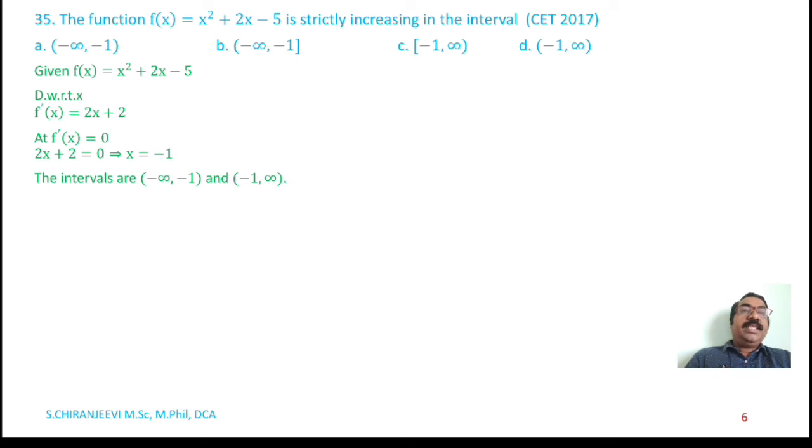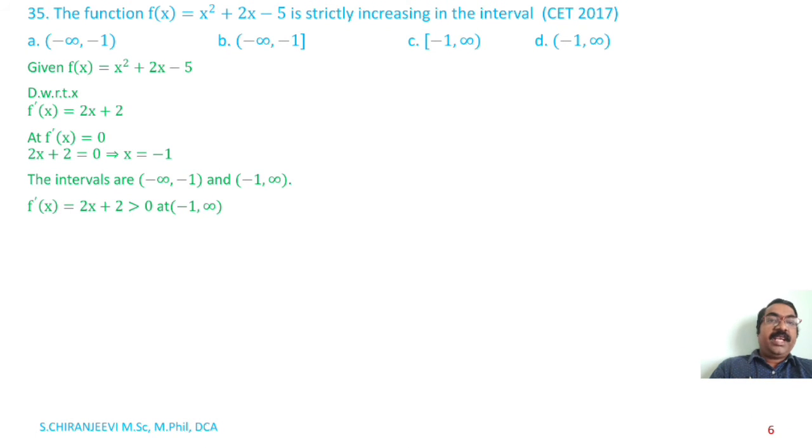And we know that for increasing, f dash of x needs to be greater than 0. For decreasing, f dash of x needs to be less than 0. Now 2x plus 2 will be greater than 0 at any point between minus 1 and infinity, so we can take any point there. If I take point 0, 2 into 0 plus 2 is 2, which is greater than 0. So in between minus 1 and infinity, f dash of x is greater than 0. So it will be increasing in minus 1 to infinity, which is option D.